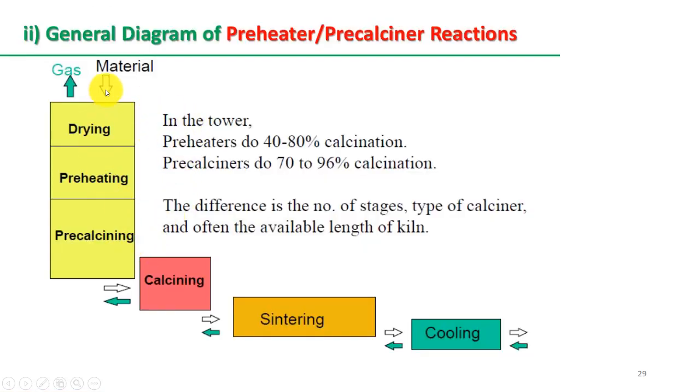What happens is basically you just add the material. First, the physically attached water is evaporated, which is drying. Then the preheating. In the preheating stage, your water of crystallization evaporates. After the preheating, you have a precalcination in which the reactive hydrates are formed.